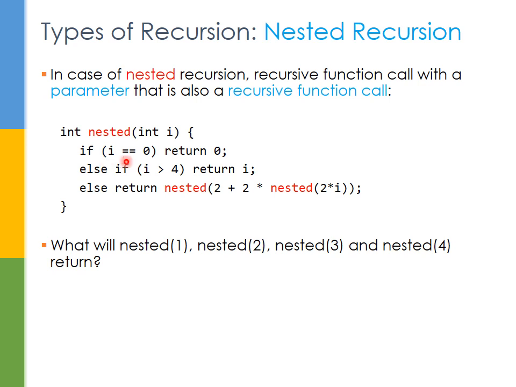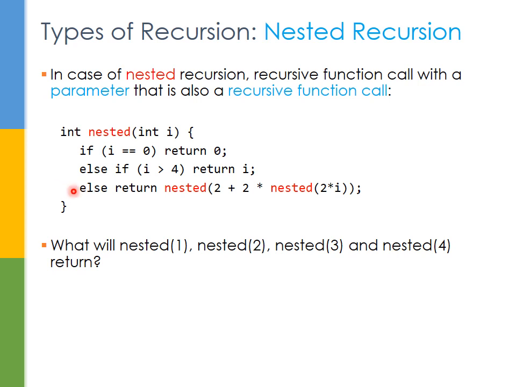Now, if this condition is not satisfied, we move on to a second condition, which checks whether I is greater than 4. If I is greater than 4, then we return the value of I, which is the parameter that we've sent to this call of the nested function. Once again, we're just directly returning a single value, so this will once again terminate a series of recursive calls. So far so good. There's nothing particularly interesting that we've seen so far.